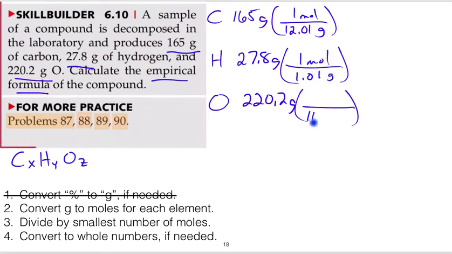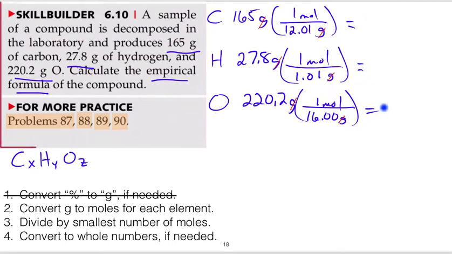So, what happens when you divide by this number from the periodic table? Basically, what you're doing is you are canceling grams. And you're setting up a mole to mole to mole ratio for the three atoms. X, Y, and Z are the molar ratio.